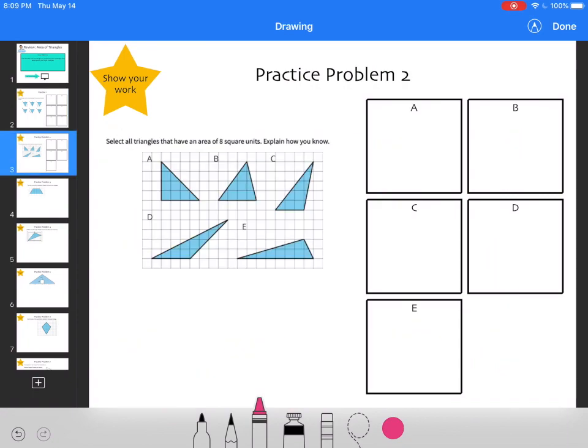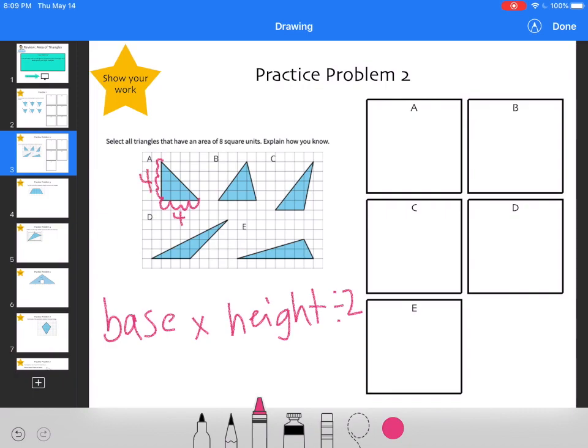Select all the triangles that have an area of 8 square units. Explain how you know. Well, to find the area of any triangle, you're doing base times height divided by 2, because you can get 2 right triangles out of a rectangle. So when I'm doing my base and my height, I'm counting 1, 2, 3, 4. And the side that makes a right angle is this side, so it's 1, 2, 3, 4. So that's 4 times 4 divided by 2. 16 divided by 2 is 8. So A is correct.